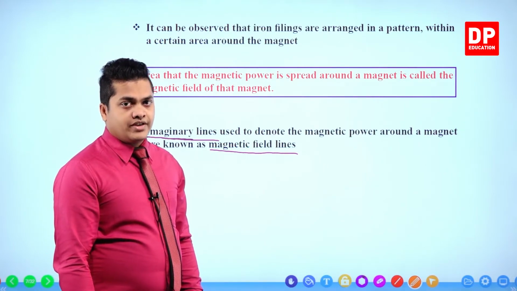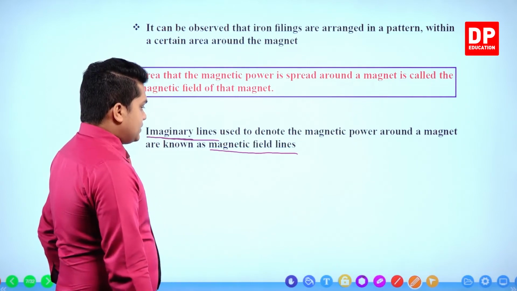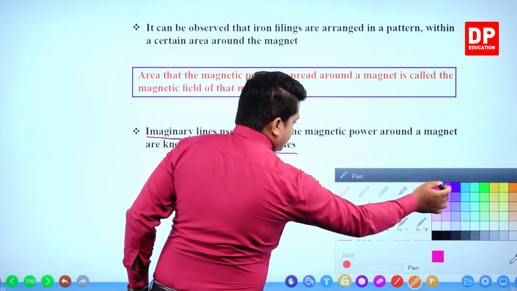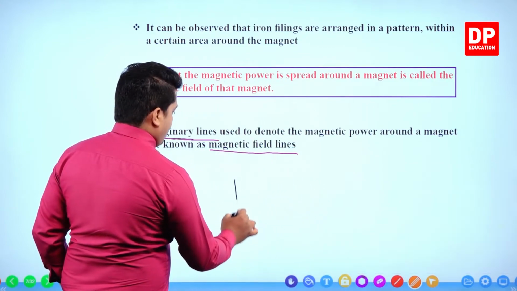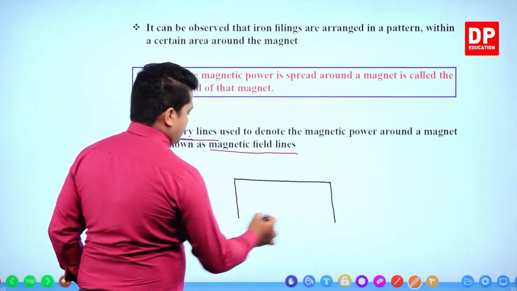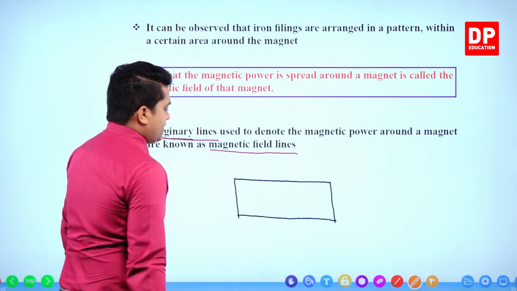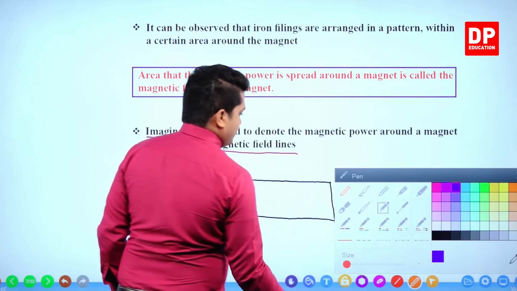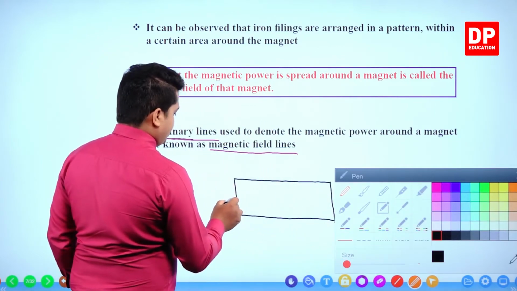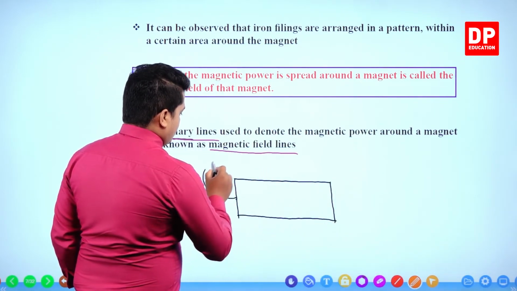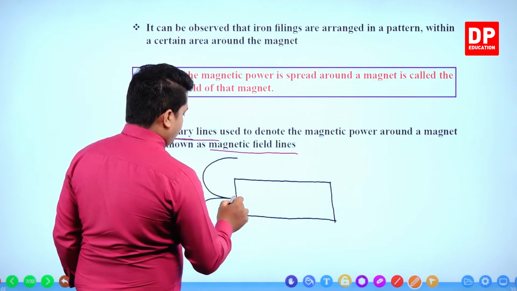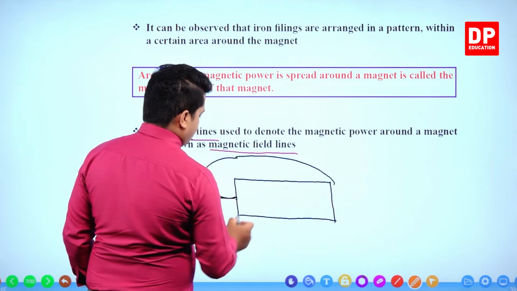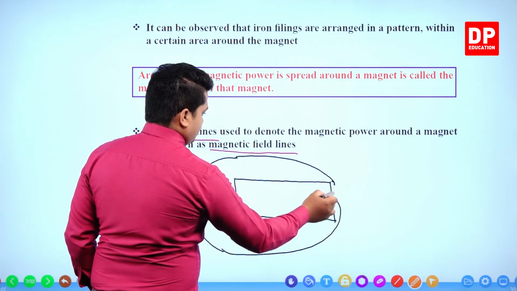These are imaginary, my dear children. Okay. So if you take a magnet like this, these imaginary lines, or the magnetic field, are going to spread. It's going to spread like this. Around the magnet, it's going to spread in a certain direction like this.